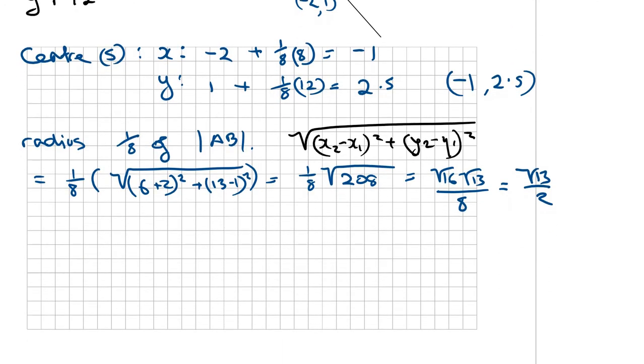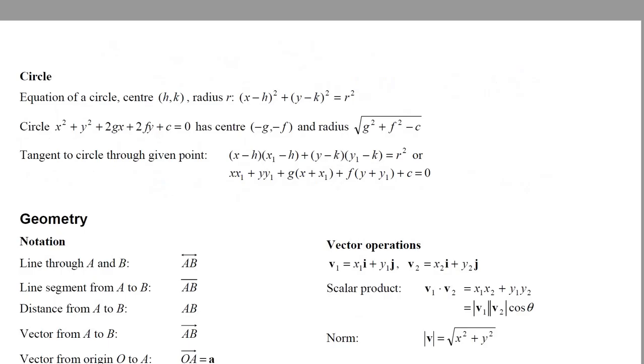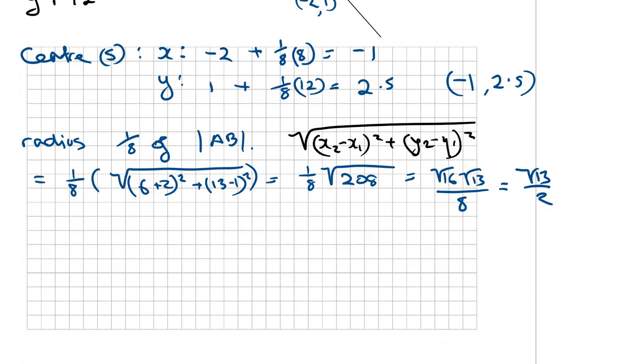So for the equation of a circle, we can go with this formula up the top for the equation of a circle with the centre (h, k), radius r. We've got (x minus h) squared plus (y minus k) squared is equal to r squared. So the equation of S is going to be x minus h, which is the x coordinate of the centre. So that's x minus -1, so (x plus 1) squared plus (y minus 2.5) squared is equal to the radius squared, which is 13 over 4. Because root 13 by root 13 is 13 and 2 by 2 is 4.